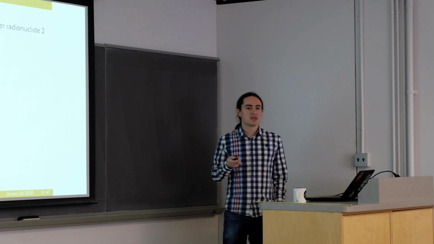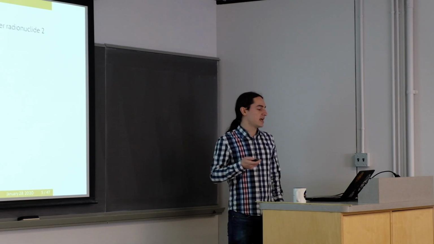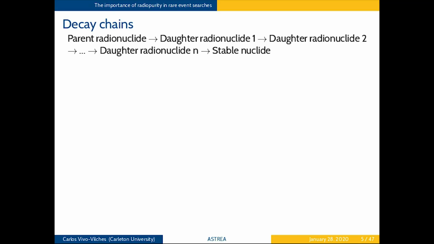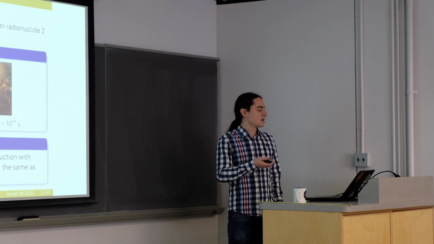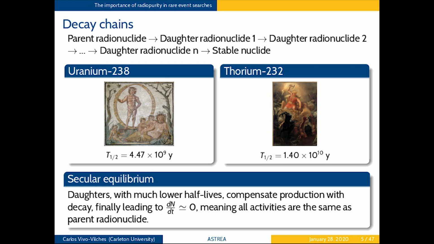It's especially important when we're speaking about decay chains, because for each decay of the parent radionuclide, you are going to have a lot of decay particles from all the daughters also. So two important radionuclides in this case are uranium-238 and thorium-232, because they are naturally occurring isotopes, primordial radionuclides.